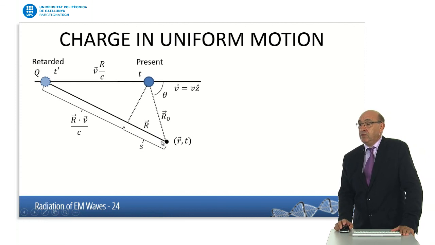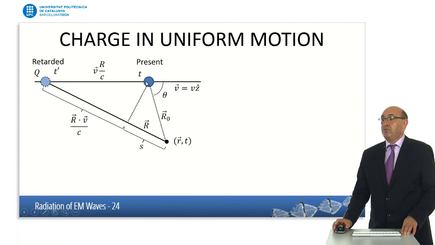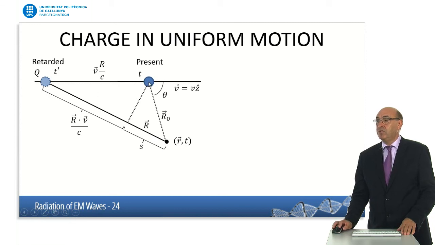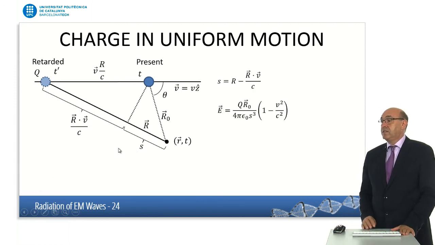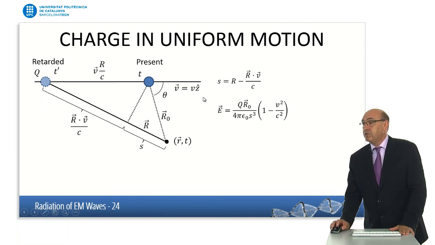Now, since this trajectory is very well known, we could also write the distance to the charge not at the retarded time, but at the present moment. So we may say that the field we receive, although it was produced at this point, will be such as if it were produced at this point. And we use this term S to represent it. With this, and this is just the definition for those projections, we write the field.